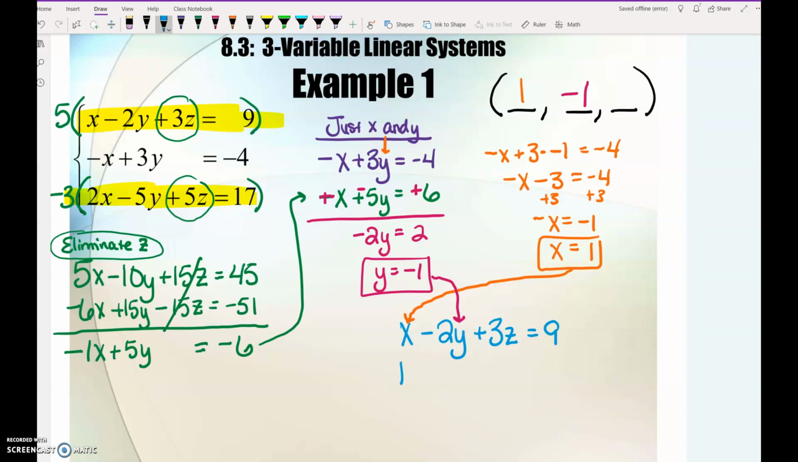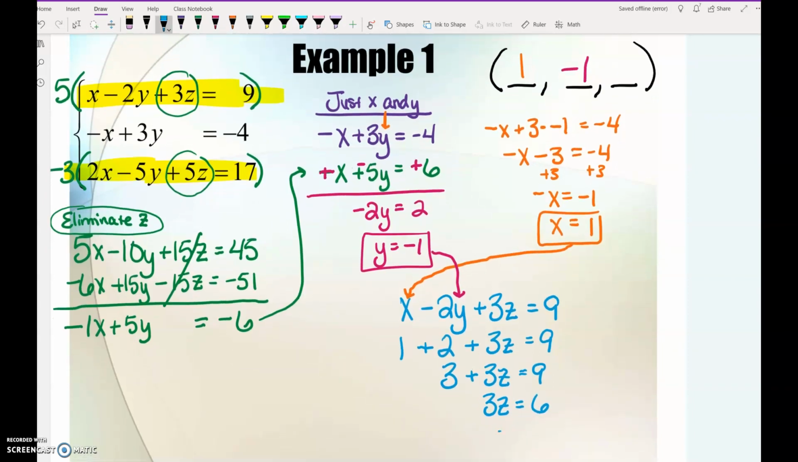So 1, negative 2 times negative 1 will be positive 2, plus 3z equals 9. So 3z equals 6, which means that z is 2.